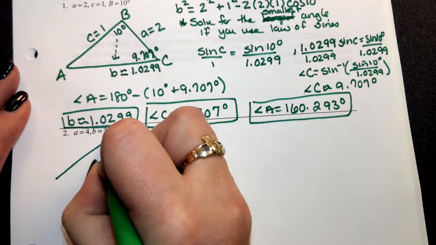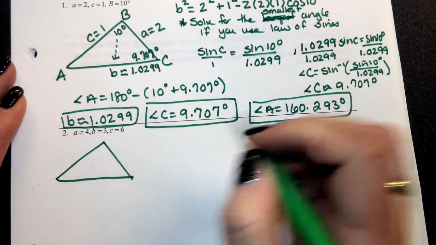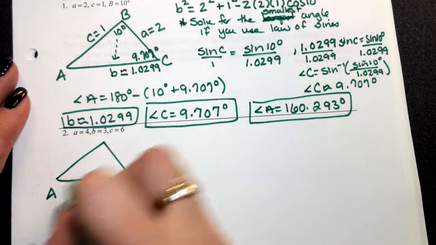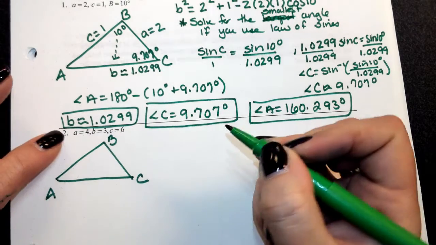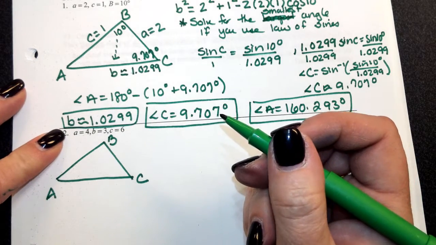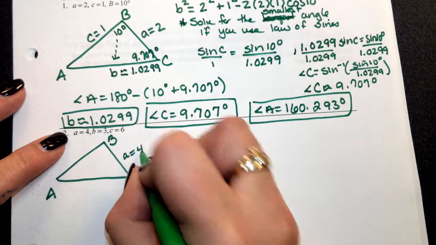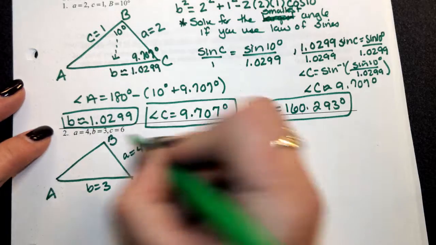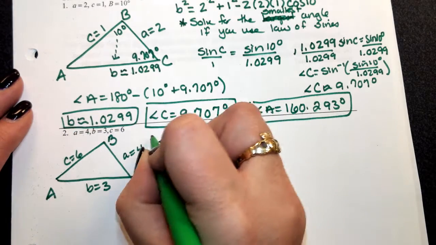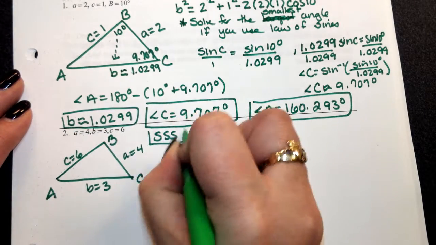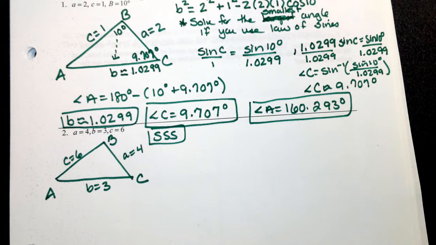So example 2. So again, this is a pretty obvious scenario that I have. It's a triangle ABC. What am I giving you? I'm giving you all what in this triangle? Sides. So I have A is equal to 4, B is equal to 3, C is equal to 6. So this is obviously a side scenario. So you don't have enough information to use law of sines. You have no choice but to use the law of cosines.